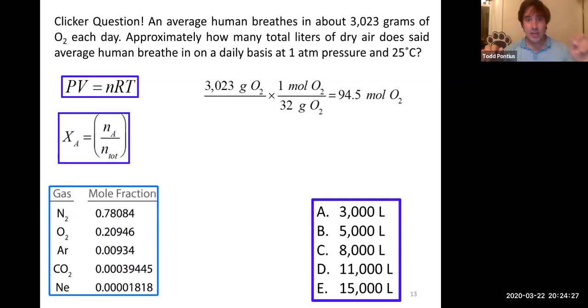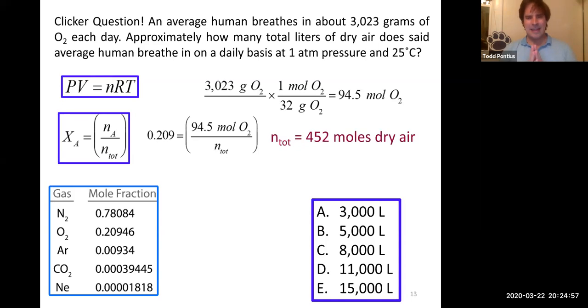So we need to figure out how many moles of gas there are total in dry air. To do that, we can use the fact that the mole fraction is equal to however many moles of a given gas divided by the total moles. So we'll plug in what we know here. The atmosphere is about 21% oxygen, so our mole fraction is 0.209. We set that equal to 94.5 moles of oxygen breathed in a day, divided by the total moles. So we end up getting that we breathe in about 452 moles of air, including oxygen, nitrogen, argon, carbon dioxide, neon, et cetera.